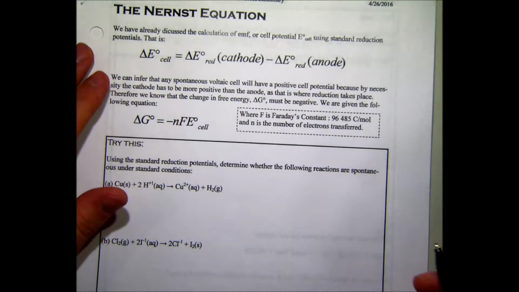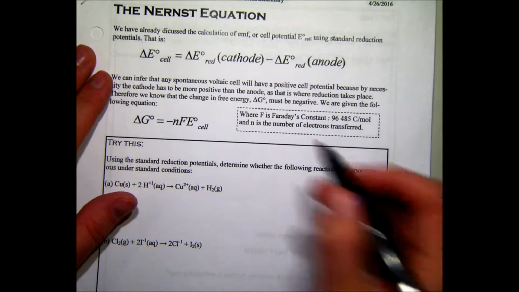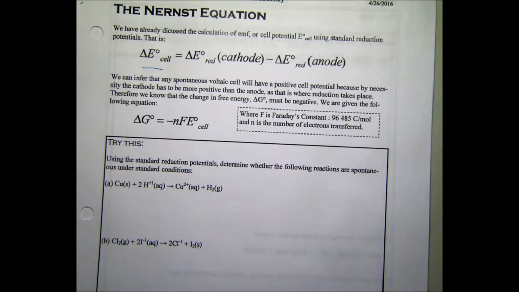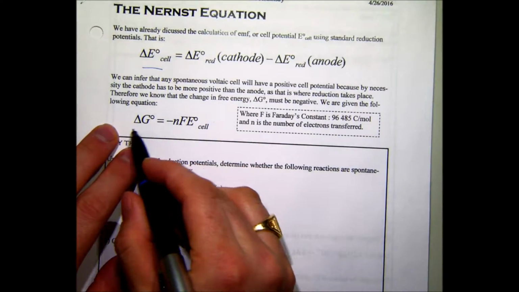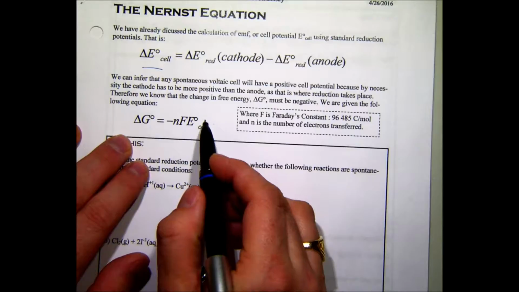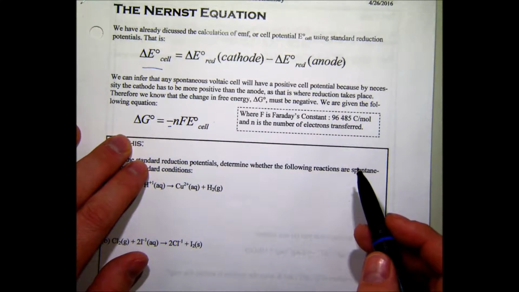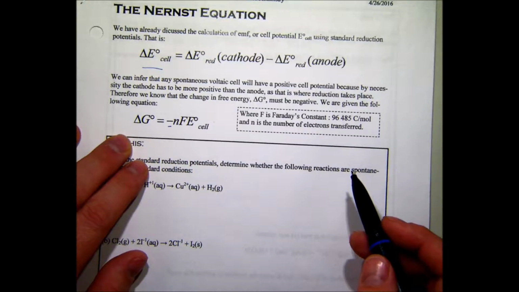So we know that for any spontaneous cell, Ecell will be greater than 0. That means that when we're talking about spontaneity, we're looking for a delta G value to be less than 0. So delta G must be less than 0 and Ecell must be greater than 0. So we end up having a negative sign in between to make sure that that does happen.